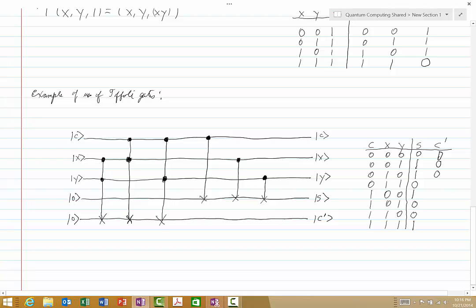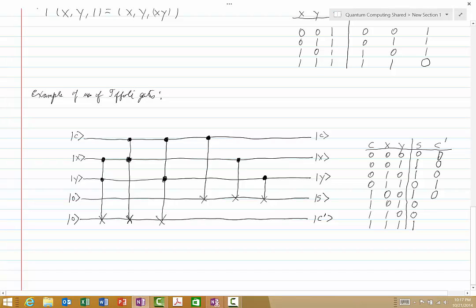Now in the next case, C is 0, but X and Y are both 1. So this Toffoli gate will not do anything since we have C is 0 and X is 1. This one will not do anything since C is 0 and Y is 1. But this one will cause an inversion because X and Y are both 1. So this 0 will get inverted one time to give us C prime equals 1. Now we're back in the next line to a case where only one of the 3 variables is equal to 1, so C prime will be 0.